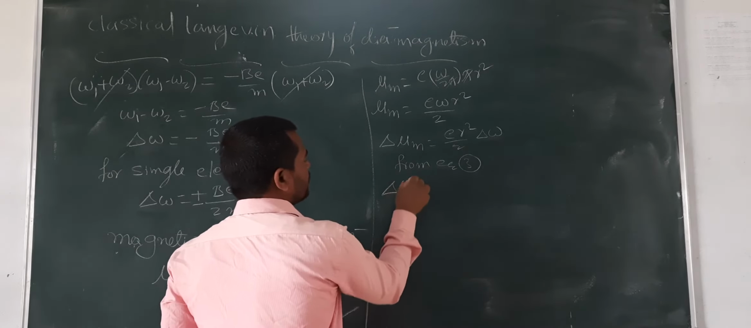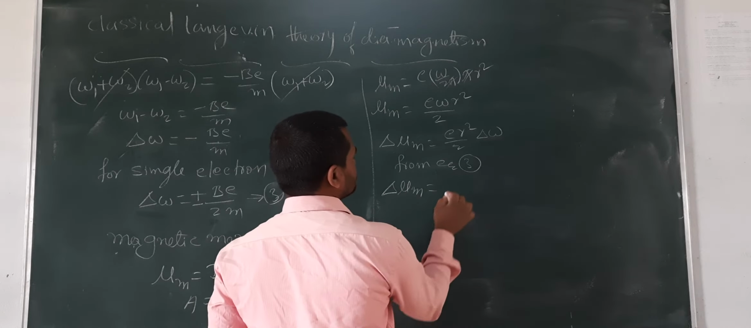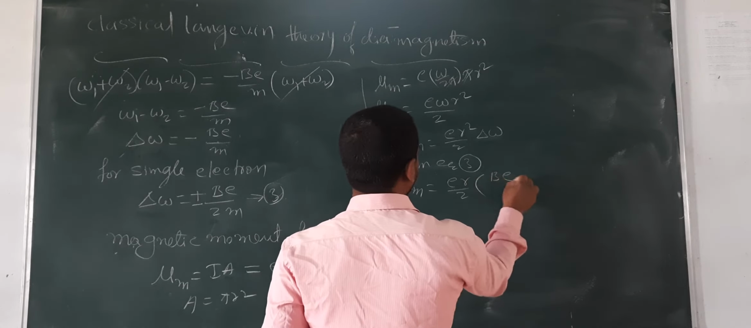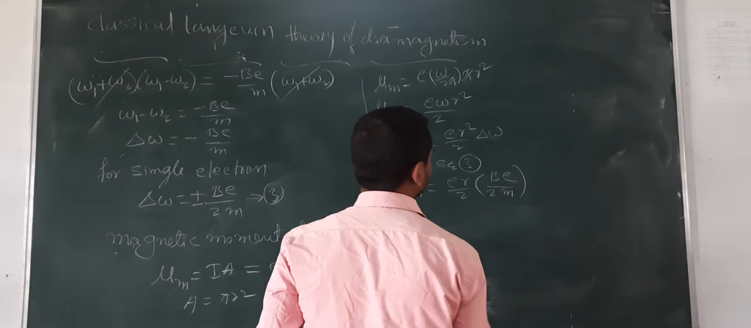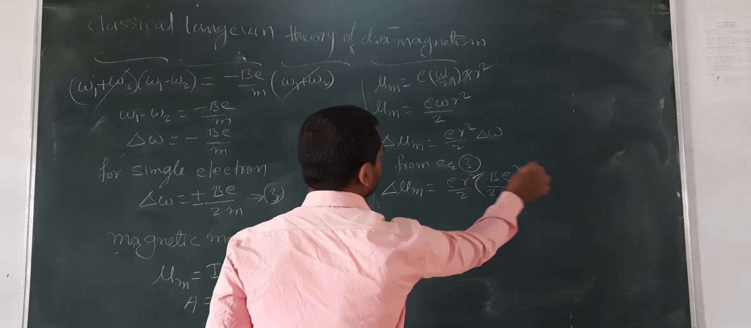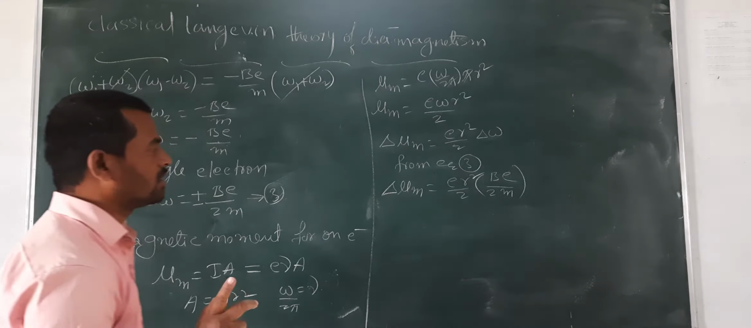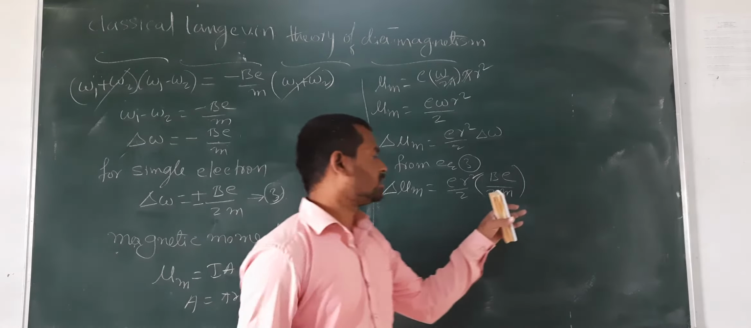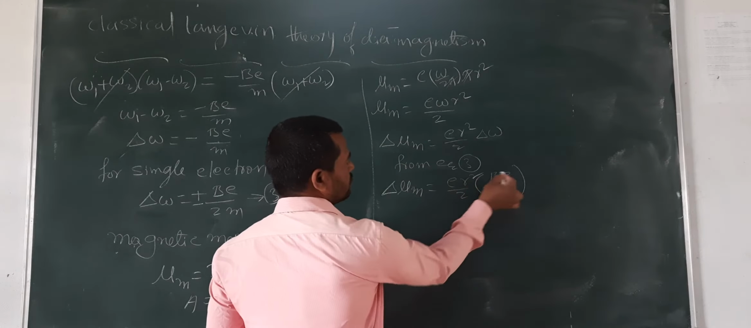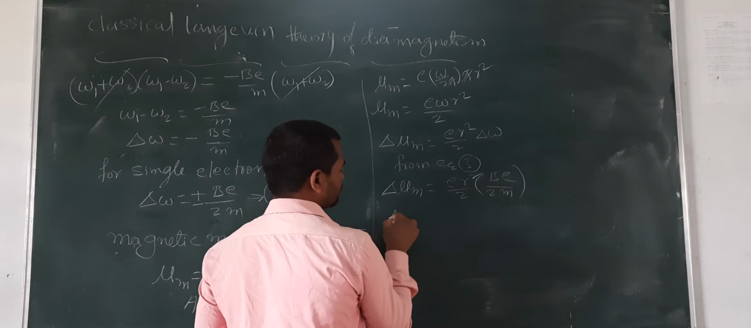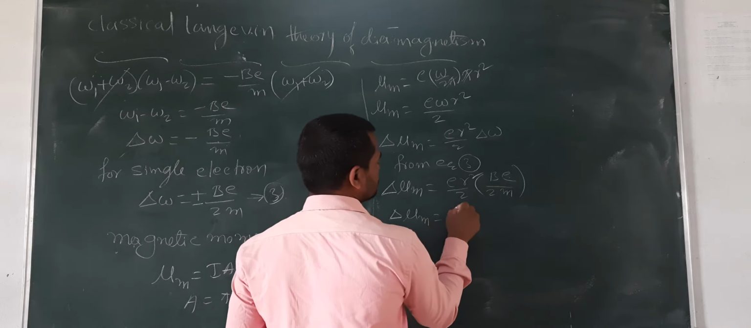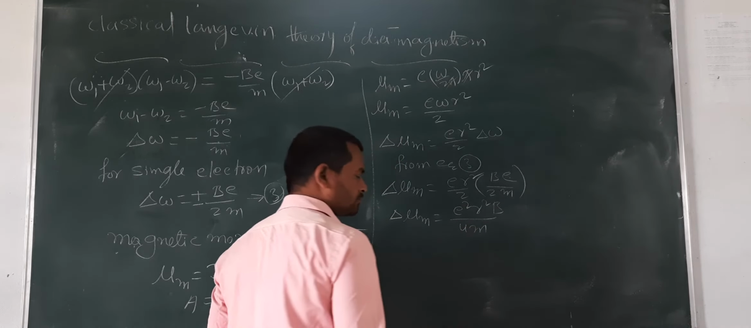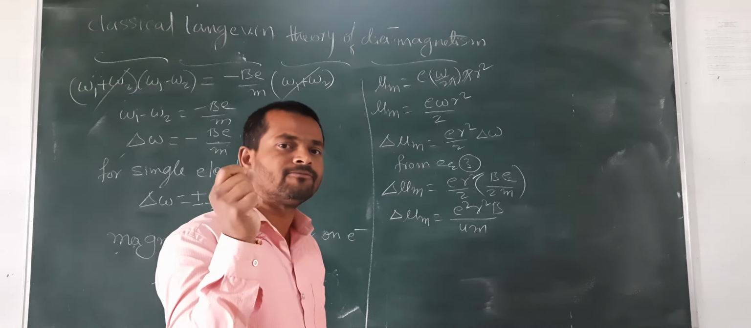What we can write? Delta mu m is equal to e r by 2 B e by 2m, e r square. Only the positive term we have written here while substituting equation 3 in this equation. Now e into e square into 4. Delta mu m is equal to e square r square B by 4m. So this is because of one electron only.